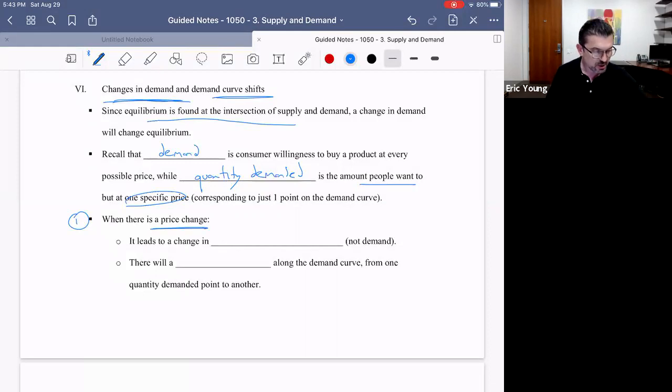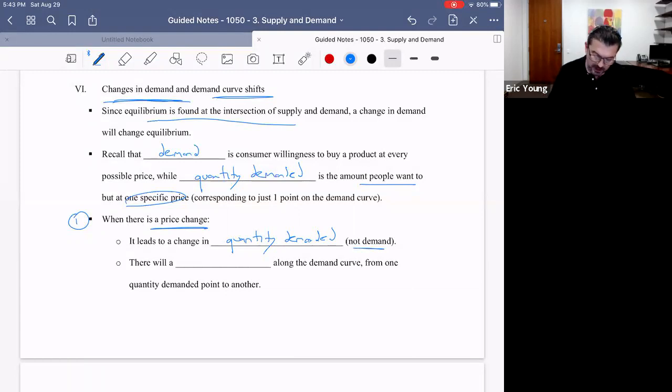Now, when there's a change in price, this will lead to a change in quantity demanded, okay? A change in price will lead to a change in quantity demanded. A change in price will not change demand. That's going to be a midterm question. I'll tell you right now.